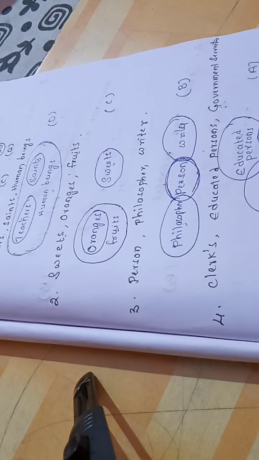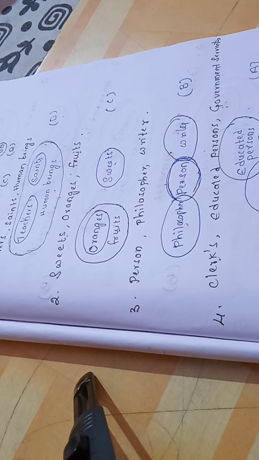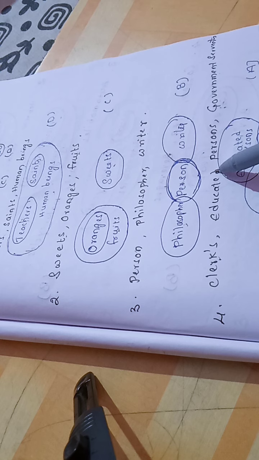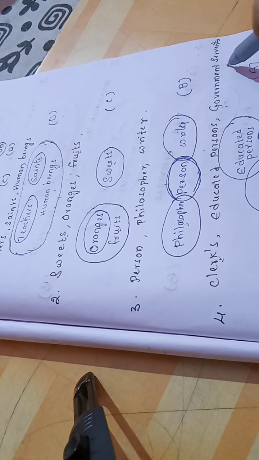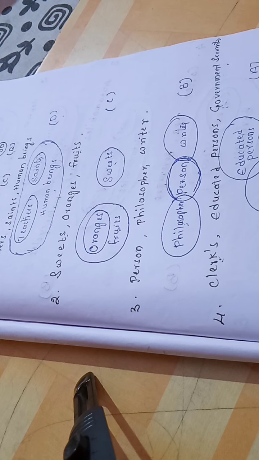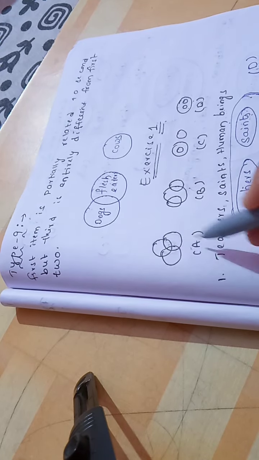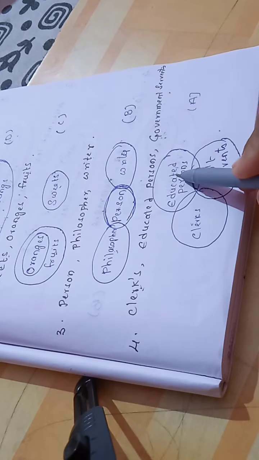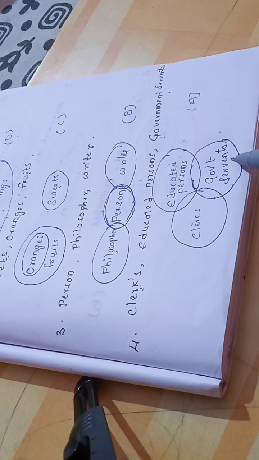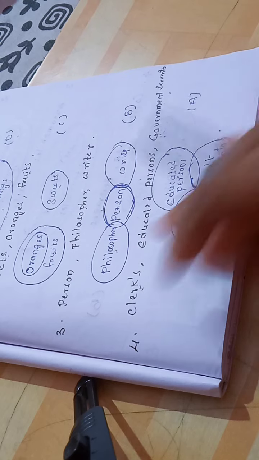Now here what he gave: clerks, educated person, government sector. So here you see, an educated person may become a clerk. He may become a government servant. So these three are related with each other. So we will write option A in such a way. Educated person, he may be a clerk. Educated person, he may be a government servant. So these three are related. So let us see which rule I wrote.